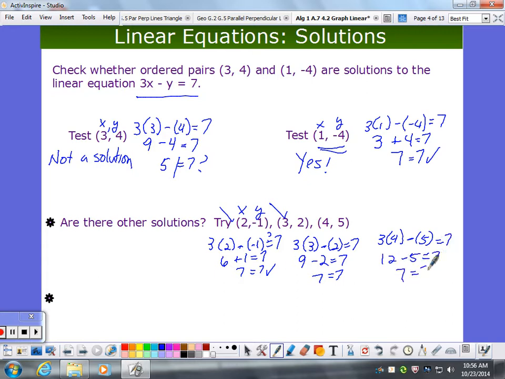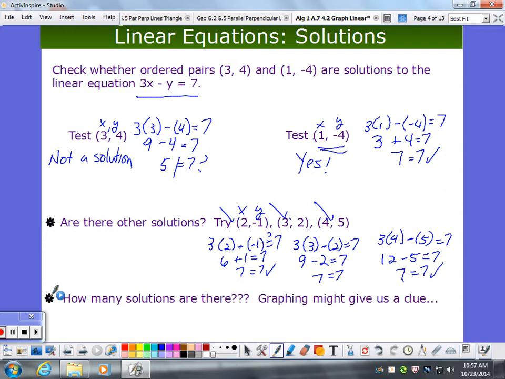7 equals 7, it does. So that means there's how many solutions? So far, I found 4 of them, right? Because this one wasn't. So is any ordered pair a solution? No, because I found some that don't work. So how many more? Is this it? Did I find them all? I just kind of stumbled on it. Can we find another one? Yeah. Well, what's another one? Anybody have an idea? Here's one. See if this works.